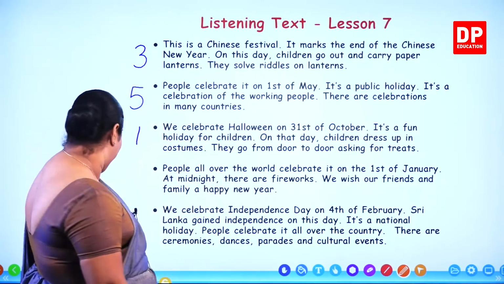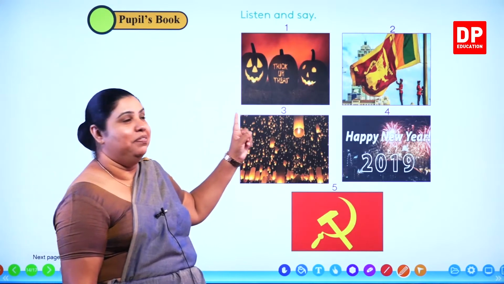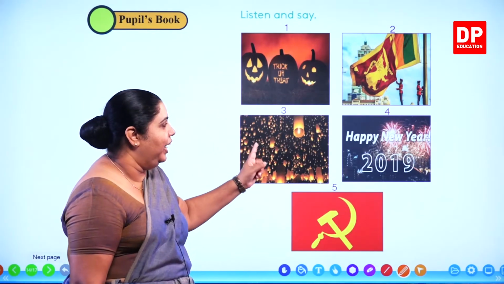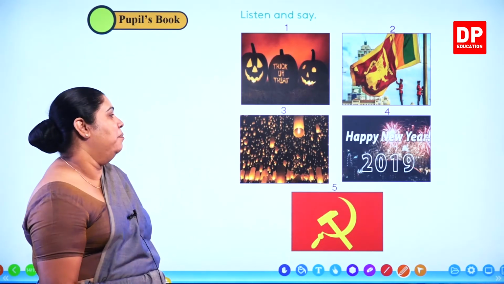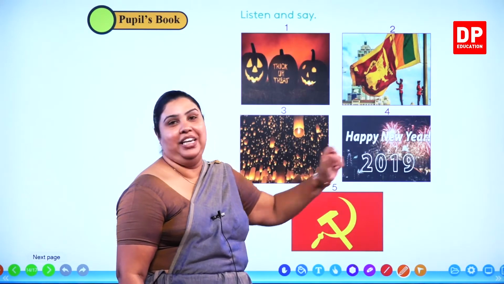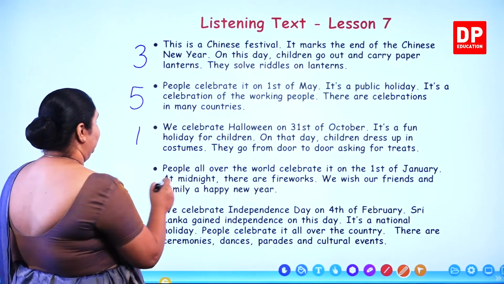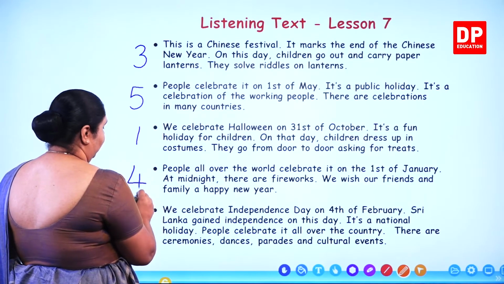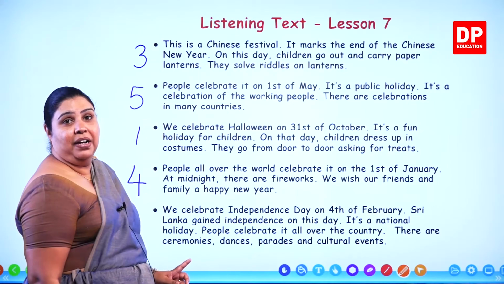What is the picture? Let's have a look at the pictures. Is it picture number 1, 2, 3, 4 or 5? It is picture number 4. Happy New Year. It says Happy New Year and then that description matches with picture number 4. Okay, right. Then the last one.